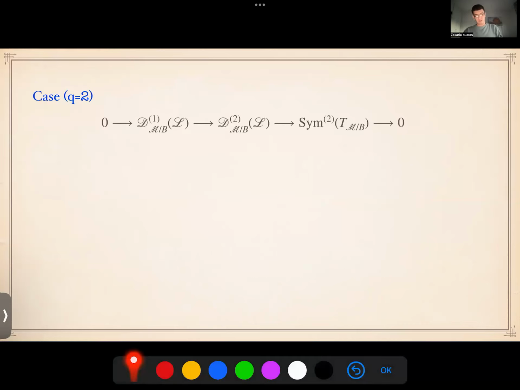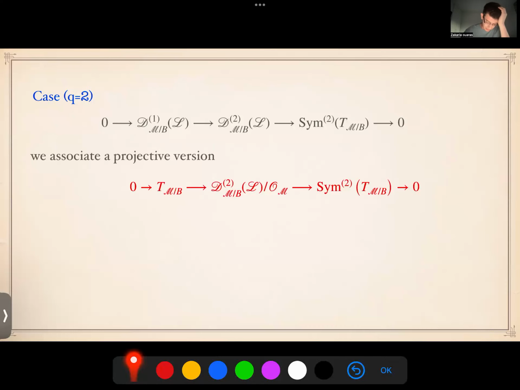Okay. The second important case is when Q equals 2. So you will take the sheaf of differential operators of degree 2, and this is the second order symbol map. But if you take projective differential operators, which means that you quotient the first sheaf by the trivial line bundle and the second sheaf by the trivial line bundle, which means that you define a relation that two differential operators of the same degree are projectively equivalent if the difference is a function. So by the Atiyah exact sequence, the quotient of this sheaf by the trivial line bundle is exactly the relative tangent bundle. And on the right-hand side, we have the same sheaf.